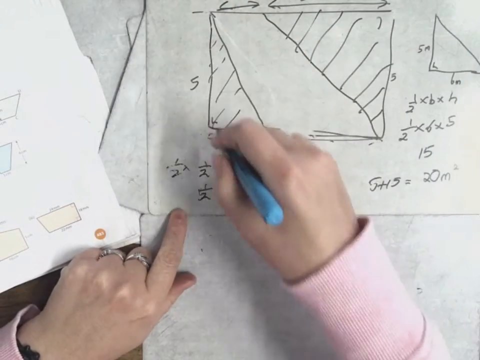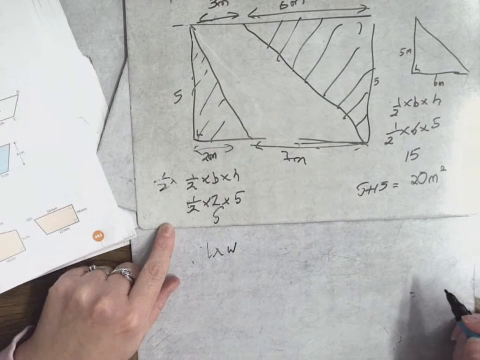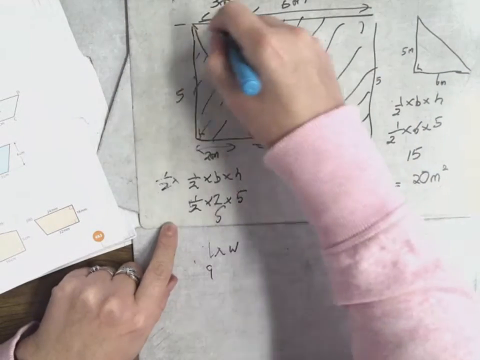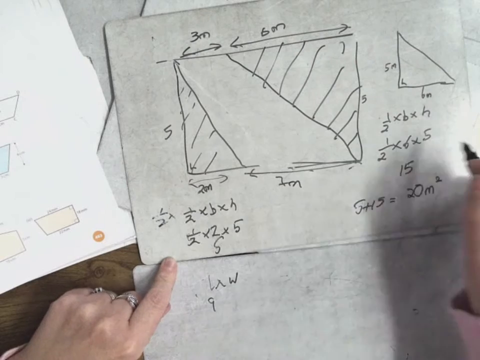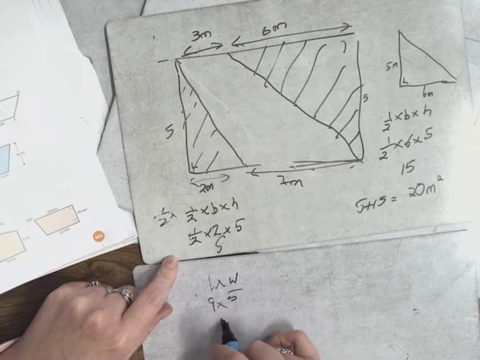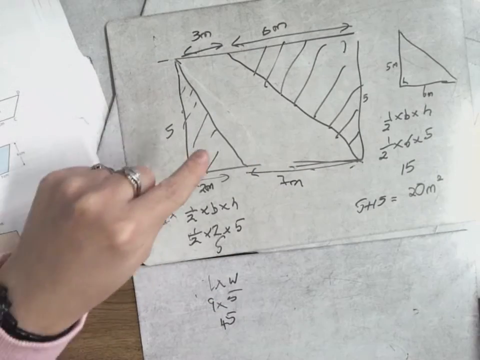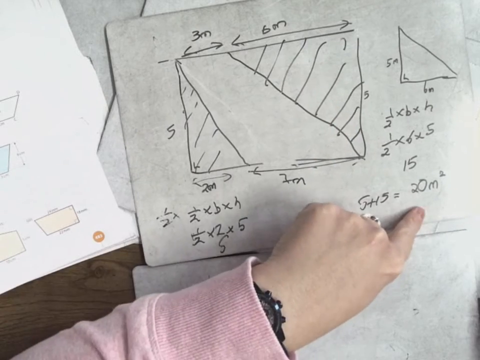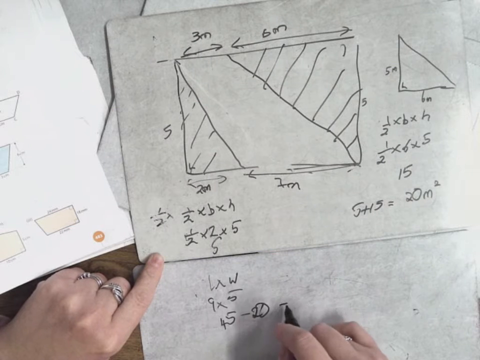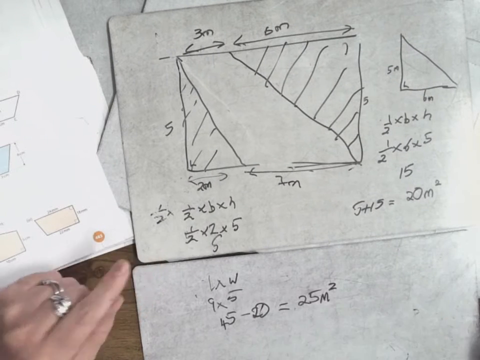So the whole rectangle is length by width. What's the length of that rectangle? 9. The length of the whole side is 6 and 3, which makes 9. What's the width of it? 5. So 9 5s are 45. So the area of the whole rectangle is 45, but I don't want the shaded bits, and I just got the area of the shaded bits, so it's 45 take away 20, which would be 25 meters squared. Right? That's one way to do it.